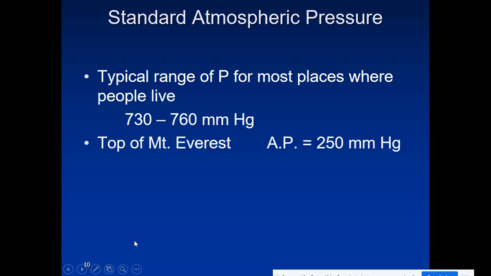So we can compare this to if we went to the top of Mount Everest. This air pressure is obviously very low. It's only about 1/3 of our typical air pressure. And that's why if you go to the top of Mount Everest, it's going to be very difficult for you to breathe. Your body's not used to this little amount of air.